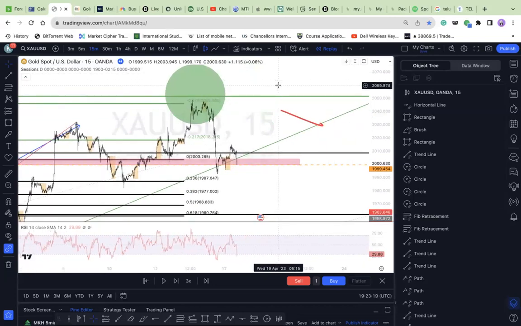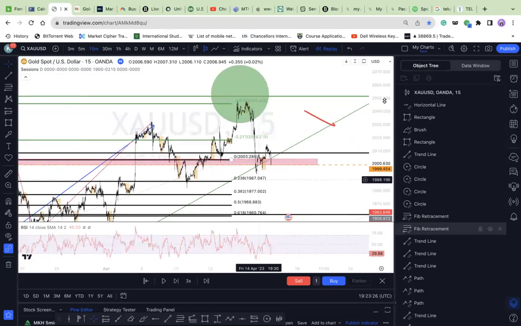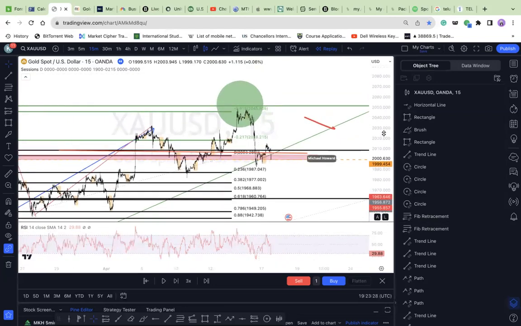Okay, so once we broke and retested, we didn't go up. We broke this zone and retested. So this can be the zone. Yeah, this area. Perfect. Because we broke the zone, retested the zone, and then went up. So if we're coming, we'll come back to that zone.